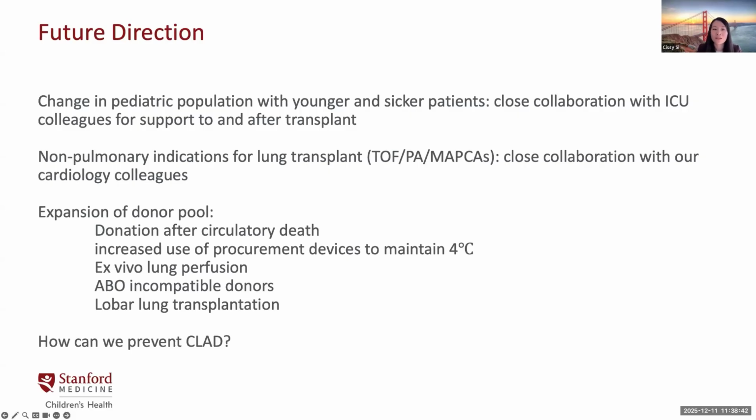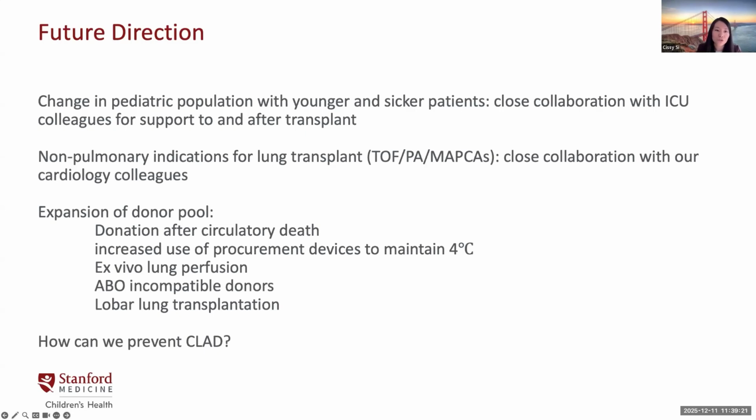At our center, we are seeing a lot more referrals for non-pulmonary indications for lung transplant, including patients with tetralogy of Fallot, pulmonary atresia, and MAPCAs. So as a pulmonologist without cardiology training, we definitely need close collaboration with our cardiology colleagues as we take on this patient population. And we know that pediatric donors are a scarce resource, and pediatric patients can wait many months and sometimes even years for a good donor. So how can we think about expanding that donor pool?